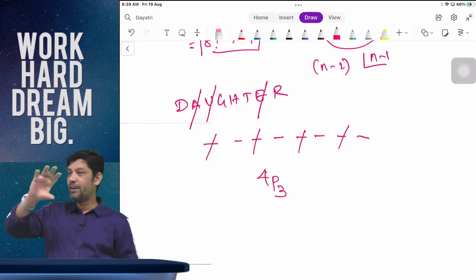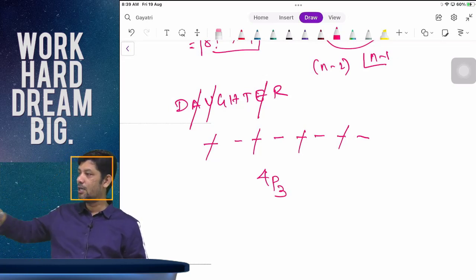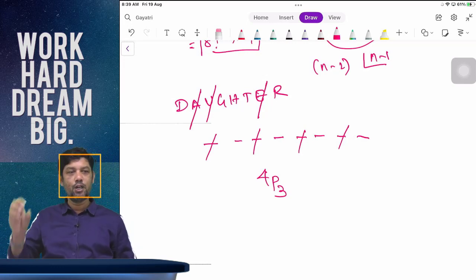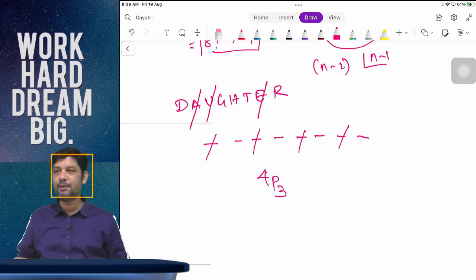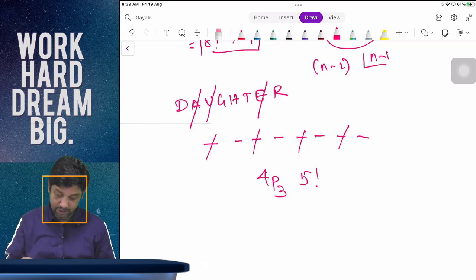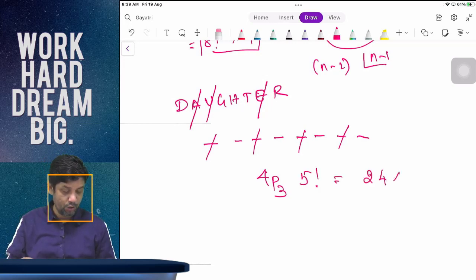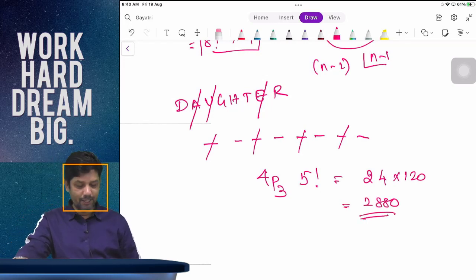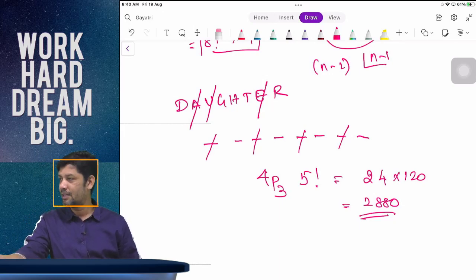So out of 8 places, 3 places are already arranged. Now 5 places pending, 5 letters pending. So 5 places, 5 letters can be arranged among themselves in 5 factorial ways. Very good. Is it 24 into 120? Is it 2880? Am I right, my dear? I think everyone got this answer. You have tried and you got the answer.